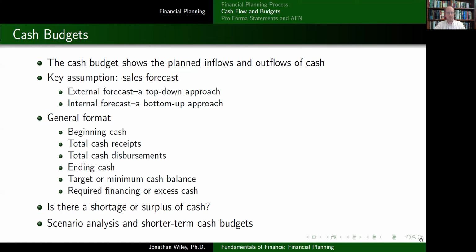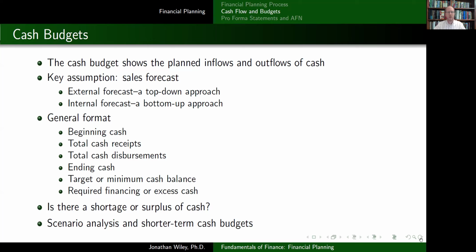Now, once I have a sales forecast, that's going to tie in with the general format of a cash budget. The general format of a cash budget is that I'm going to start off with a beginning cash. This is the amount of cash that I've got to start a period, whatever the period is. And then I'm going to look at the total cash receipts.